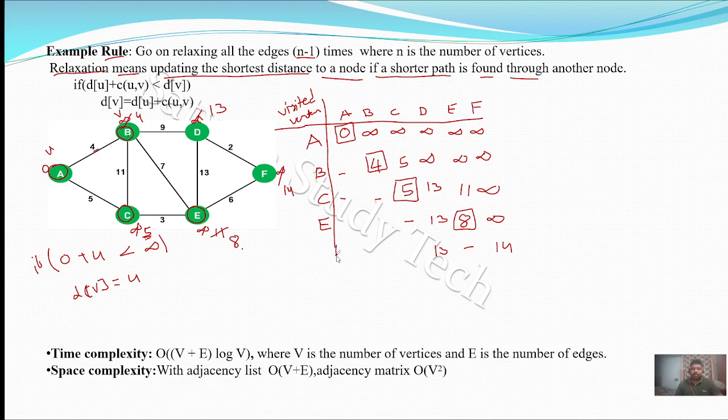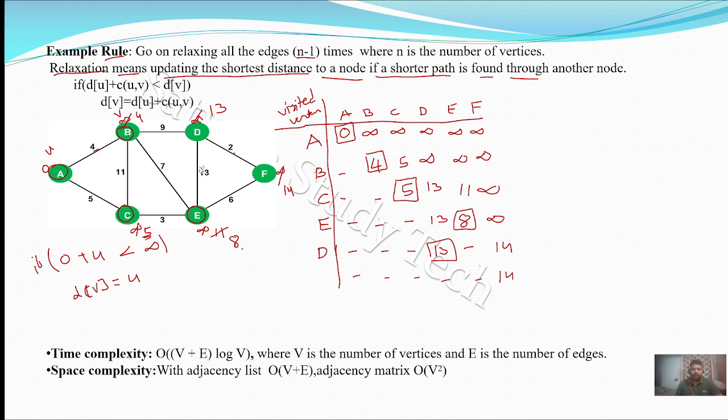Then which is the minimum? These two are unvisited vertices. So 13 is the minimum, you can choose it. So D is the visited vertex now, and you can update D to F. The others are already visited vertices. Now D to F: D value is 13, 13 plus 2 is 15. But already 14 is there, so 14 is the minimum.